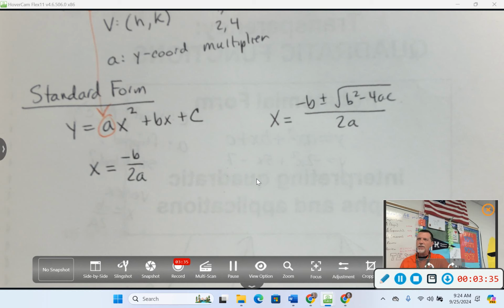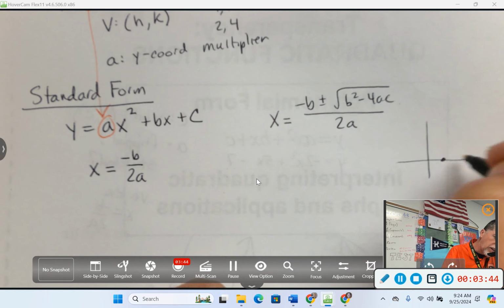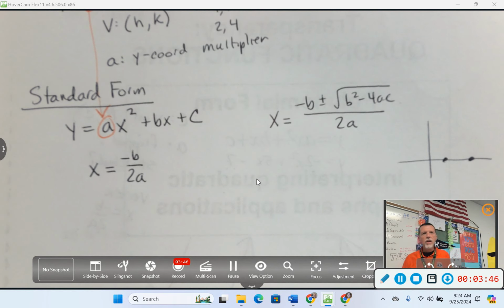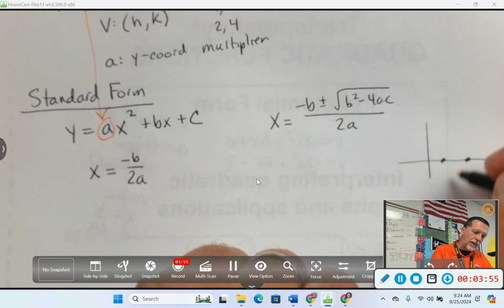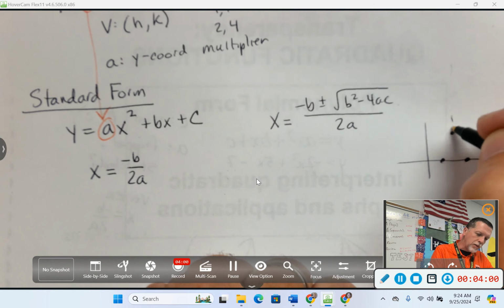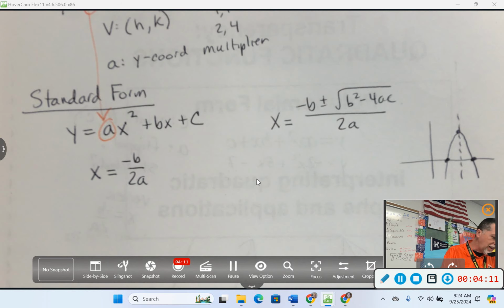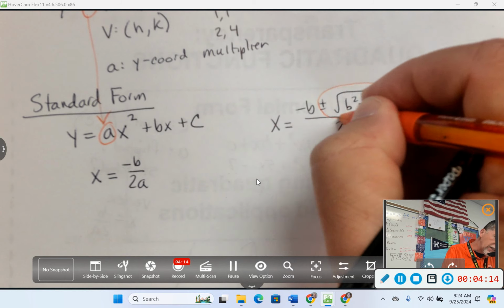Do you remember what that tells you? Zeros. It tells you the zeros, wherever those are. Well, what's always in between the zeros of a parabola? The vertex. I mean, who knows where it is. It might be way up there, it might be down low, but somewhere directly in between the zeros is the vertex. And in fact, the plus or minus, that's what gets you the zeros on either side of the vertex.